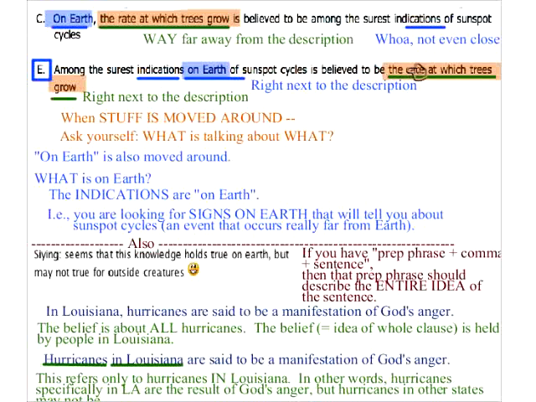Meaning that if you could look at indications on the sun, you would have a lot better indications because you're looking for sunspot cycles. But if you have to look at stuff on Earth, then this is as good as you're going to get. So that's a good point. And you can also retain this about prepositional phrases out in front of sentences. They're supposed to describe the entire thing. So nicely done. Any questions about this, about these examples, about whatever else?